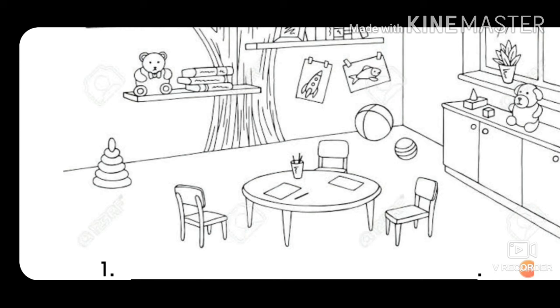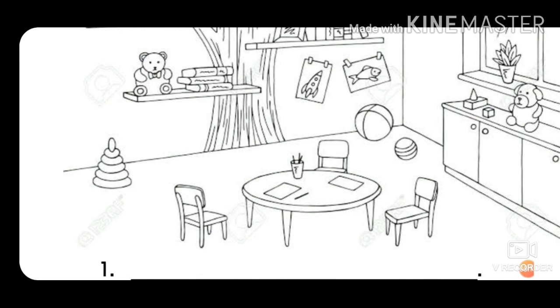So, what was my sentence? There is a ball at the corner of the room. Full stop. Next sentence. A plant is on the window. A plant is on the window. Now, second sentence में we forgot to underline the preposition.